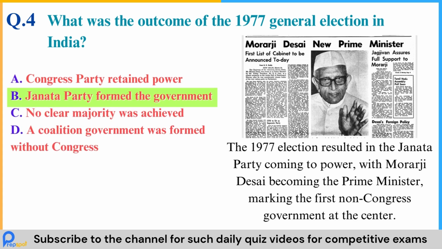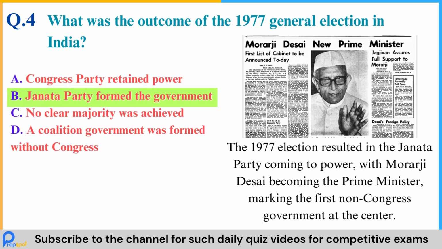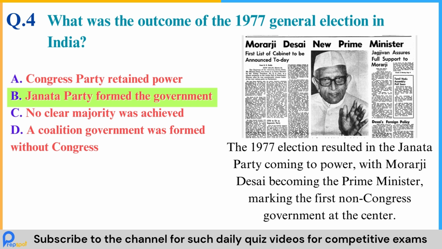Answer: B. Janata Party formed the government. Explanation: The 1977 election resulted in the Janata Party coming to power, with Morarji Desai becoming the Prime Minister, marking the first non-Congress government at the centre.